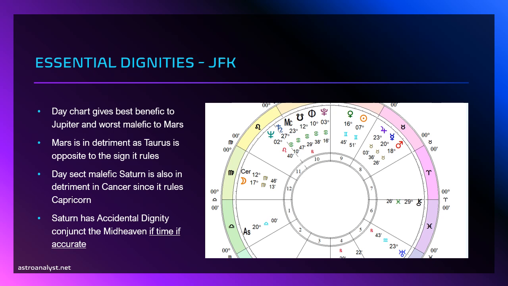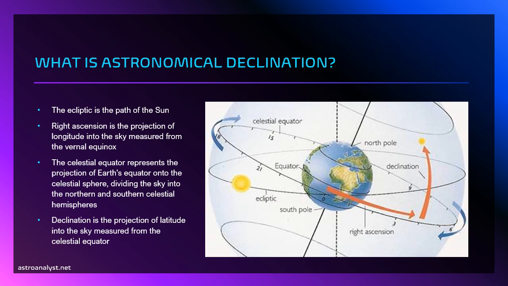We do have an accidental dignity, if JFK's chart was correct, if the time was correct, because you can see here it's conjunct the midheaven. So that's going to give it more dignity. Unfortunately, JFK's chart is an estimated time, 3 o'clock in the afternoon from memory.